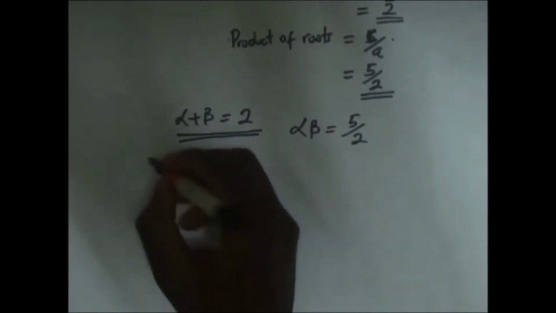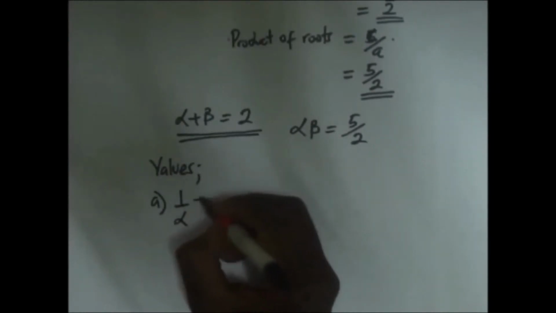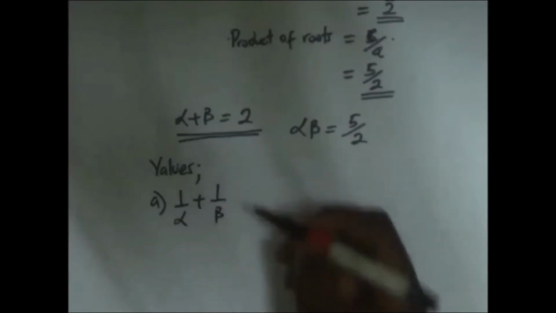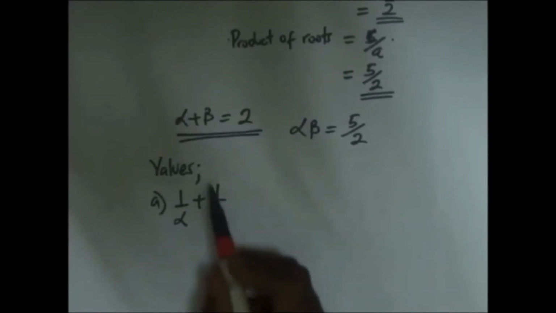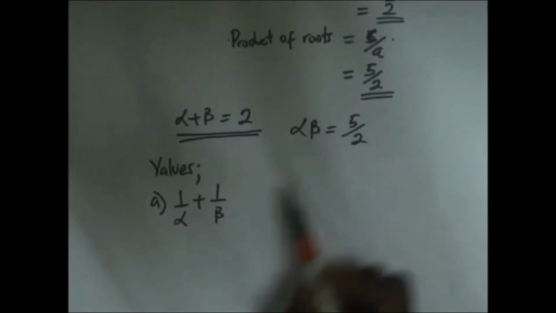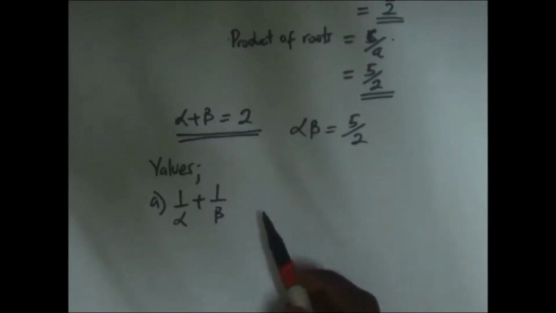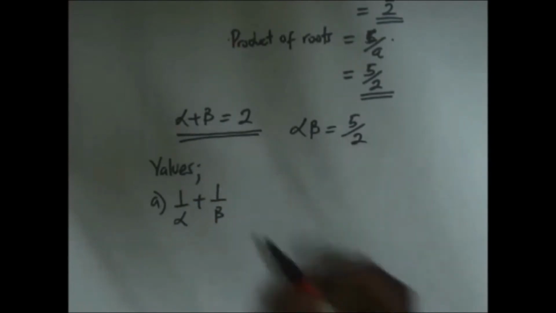They are telling us to find the values of part A: 1 over alpha plus 1 over beta. Now for us to find the value of 1 over alpha plus 1 over beta, we are simply supposed to calculate this expression arithmetically in such a way that we convert it into forms of alpha plus beta and then alpha beta. At the end of the day, we shall simply substitute in the values of alpha plus beta and alpha beta, and then we shall get our expression.